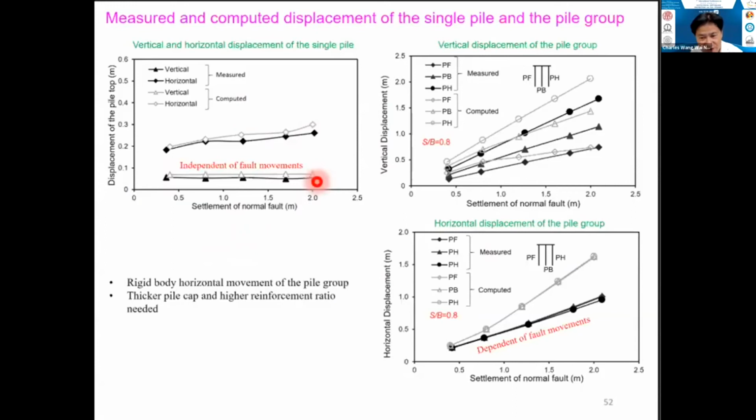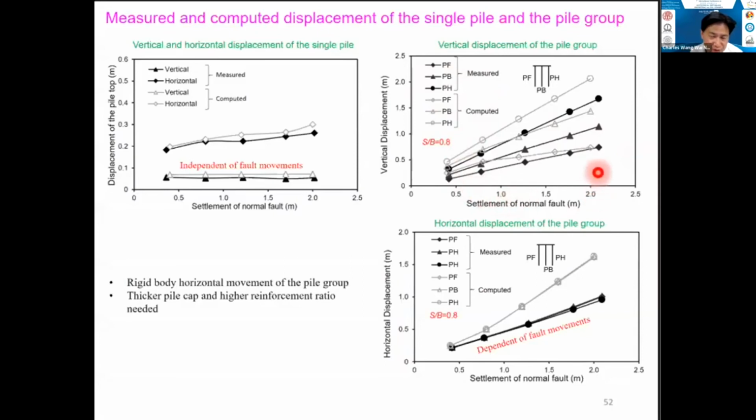So what does that mean? It means there's a rigid body translational movement horizontally, and that's a mechanism that we can identify. And how about the pile group here? The right-hand side of the two figures are both showing the piles' performance in the pile group. Again, it's using the same symbol notation here. Solid ones represent the measured, and the open circles represent the computed values.